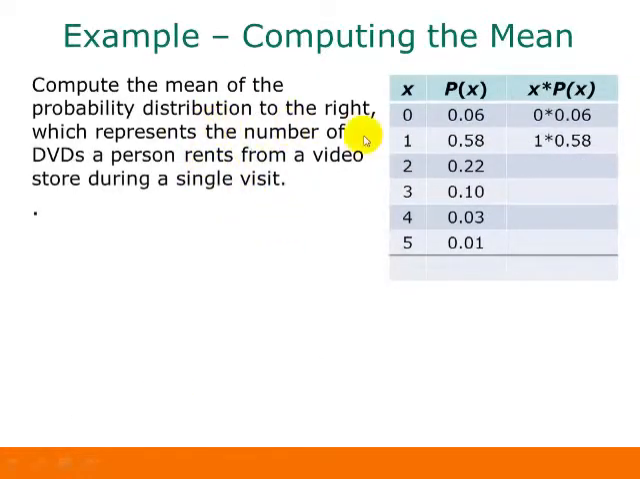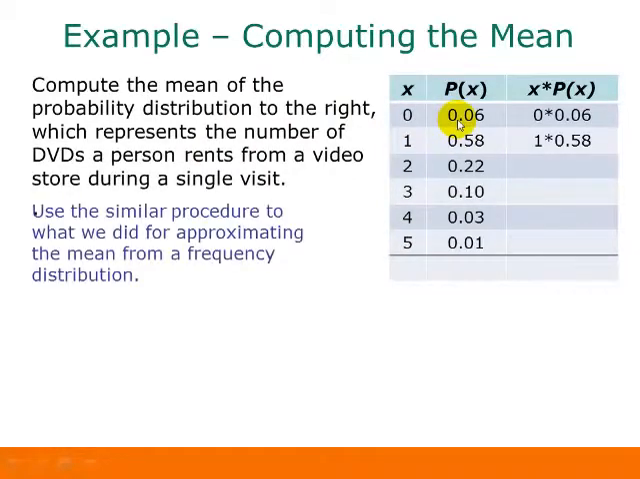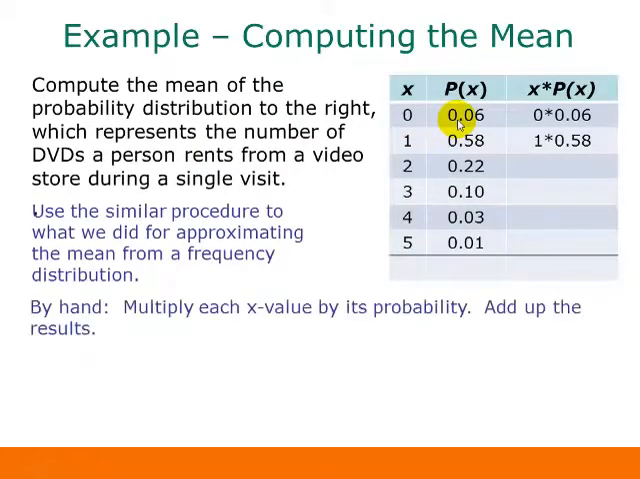Now to actually compute the mean, we're going to take our table, and add a column to it where we're multiplying each x value times its probability. So we're just multiplying across in this table. Here we have 0 times 0.06, here we have 1 times 0.58. We're going to do that all the way down, and then we just add up the results that we get, and that's our mean.